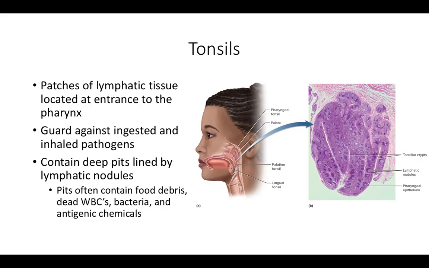Tonsils are patches of lymphatic tissue located at the back of your mouth, so at the entrance of the pharynx, and their job is to guard your body against any pathogens that you may have ingested or inhaled, and they contain these really deep pits that you see here. All right, and so those pits are lined by lymphatic nodules, so really densely populated lymphatic cells. And those pits can often contain food debris, dead white blood cells, bacteria, and then different chemicals.